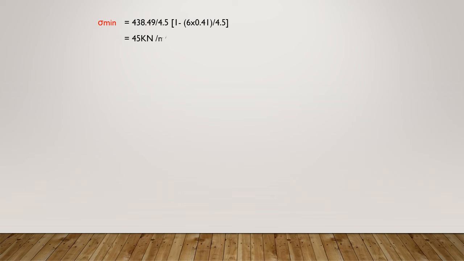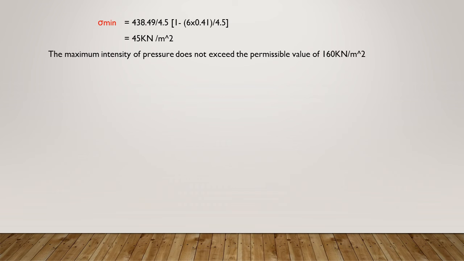So sigma minimum is equal to 1 minus that answer. So you got 45 kilonewton per meter square. The maximum intensity of pressure does not exceed the permissible value of 160 Newton per mm square. The next step, number 4, design of counterfort.